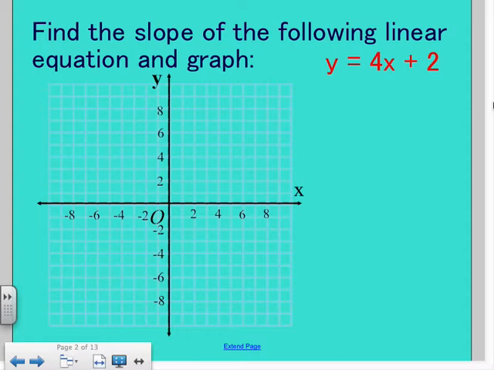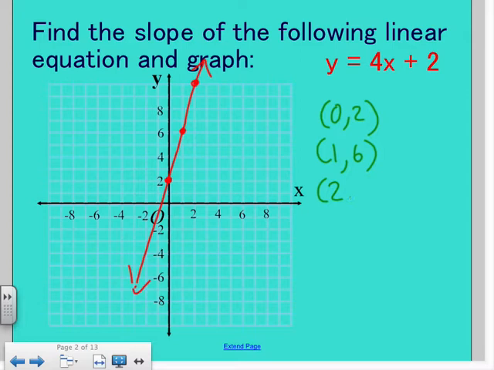All right, so your graph should have looked something like this. Okay, because you had some points. If you plugged in 0 for x, you got 2. Plug in 1, you get 6. You plug in 2, you get 10. Maybe put -1 in there, doesn't really matter. Okay, and your slope, you can either count or you could do the subtraction. Either way, you see that's going up 4 and over 1. Okay, so our slope is 4 over 1 or just 4.